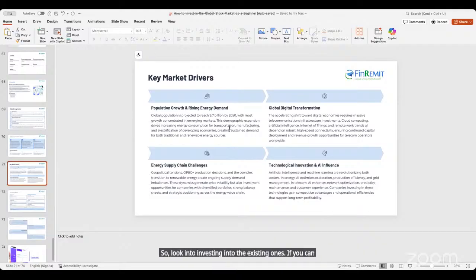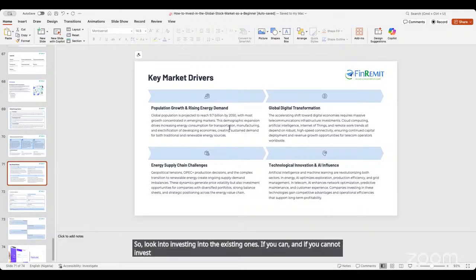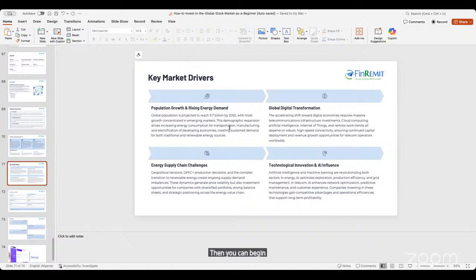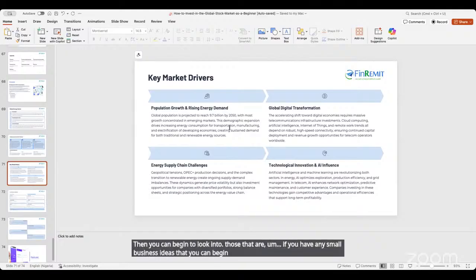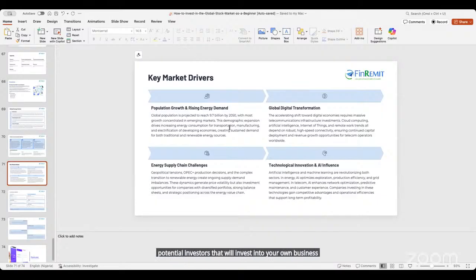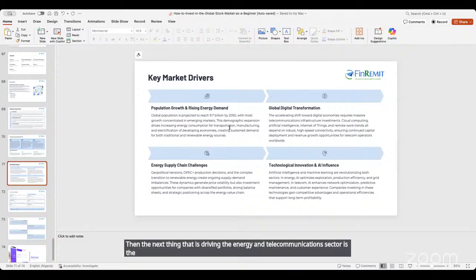And if you cannot invest into the existing ones, then you can begin to look into those that are, if you have any small business ideas that you can begin to generate, and who knows, you can also even get potential investors that will invest into your own business as well. Then the next thing that is driving the energy and telecommunication sector is the global digital transformation.